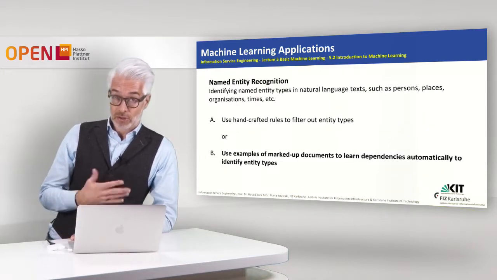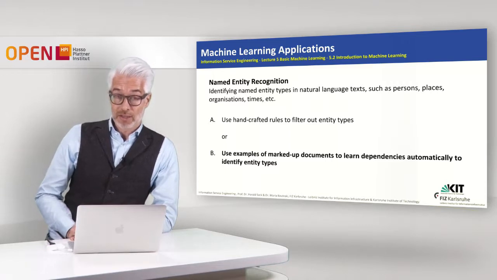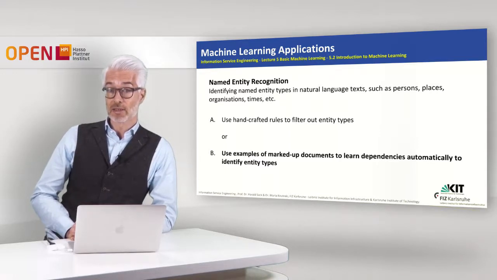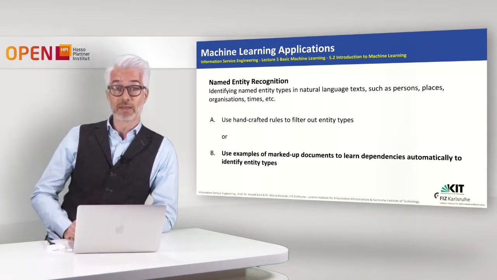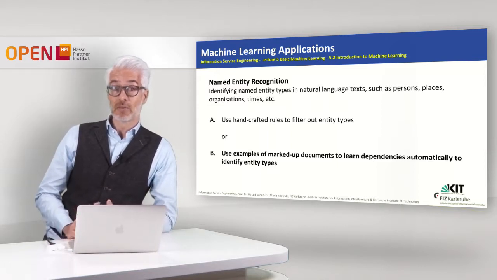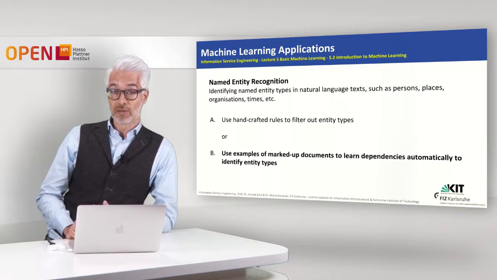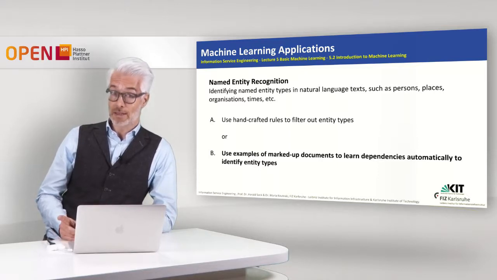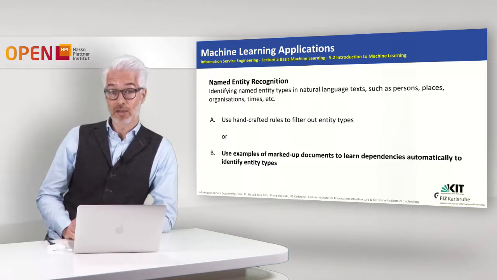Another thing that we already know from our natural language processing lecture is named entity recognition. There you have to identify entity types in natural language text, such as, for example, persons, places, organizations, time, etc. Again, you could implement that by using handcrafted rules and filter out entity types, but of course, you don't have to. You could also, again, use examples of marked up documents to learn dependencies automatically.